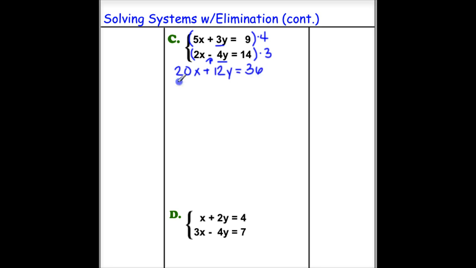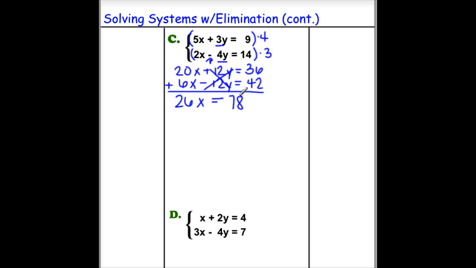2x times 3 is 6x. Negative 4y times 3 is negative 12y. 14 times 3 is 42. So then we can go ahead and add these two equations together. 20 plus 6 is 26x. 12y plus negative 12y, that cancels. And 36 plus 42 is 78.